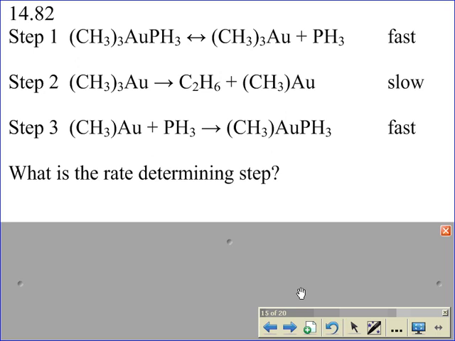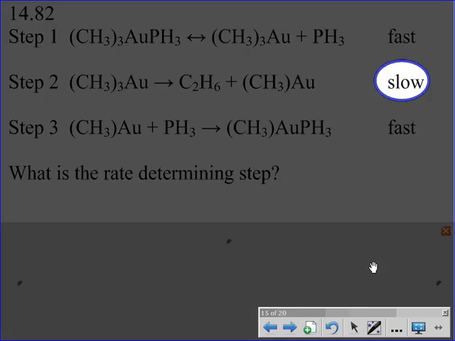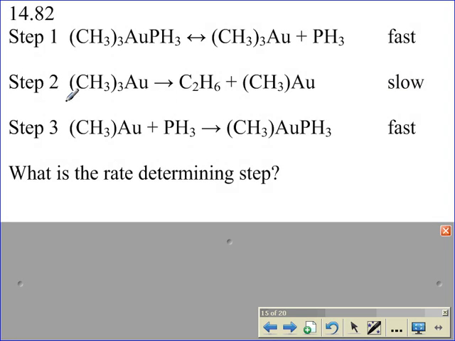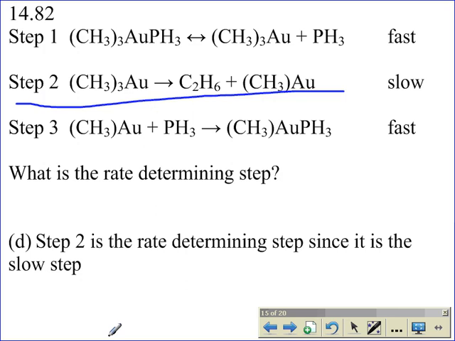The easy question again, what's the rate determining step? Okay, find the slow step. That's the rate determining step. Easy as that. Whichever one is the slow step sets the rate for the reaction.